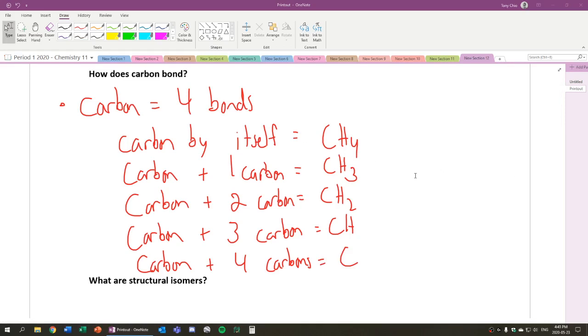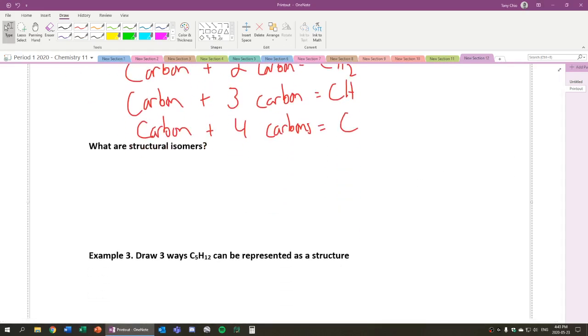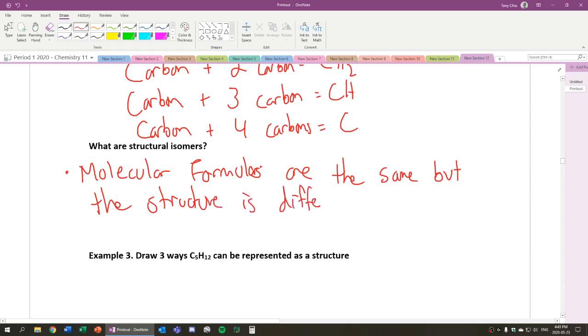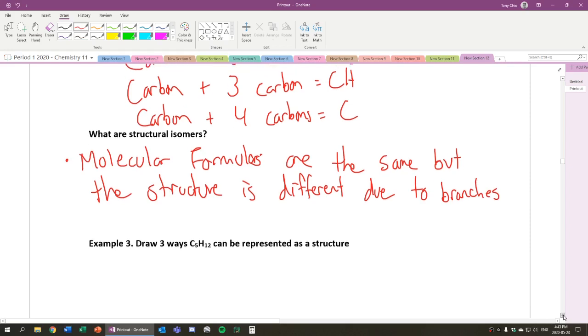So what are structural isomers then? Well, structural isomers are a special type in the sense that, what are isomers? It's where the molecular formulas are the same, but the structure is different due to branches. Let's show this with an example of C5H12.